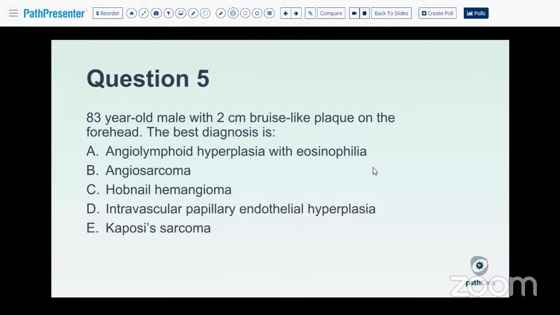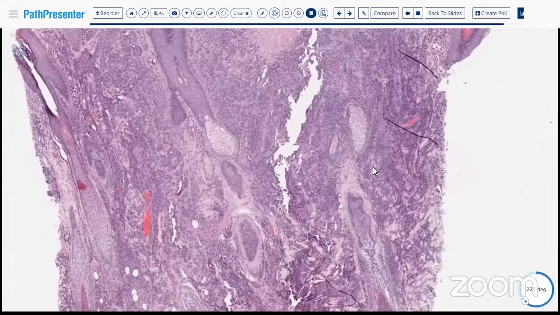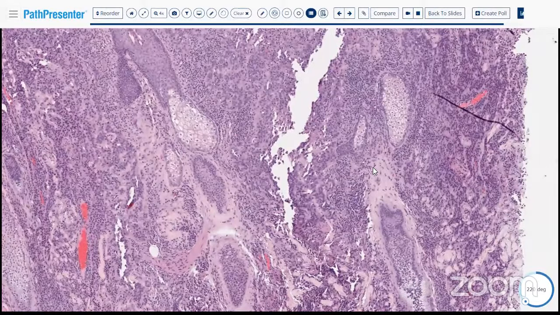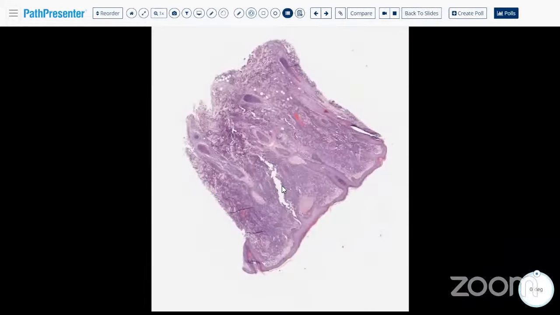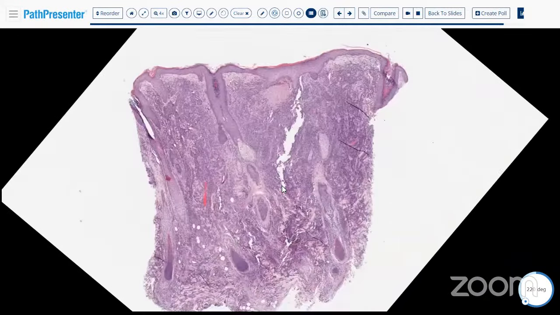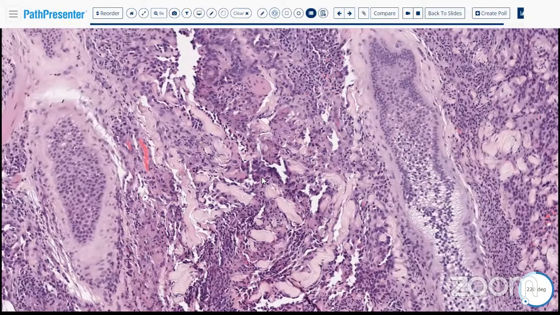Question number five is an 83-year-old with a 2-centimeter bruise-like plaque on the forehead. And the best diagnosis is... here we see a punch biopsy. As we zoom in, we see all these ragged crack-like spaces that are lined by hyperchromatic cells. As we zoom in closer, again, more of these cracks and hyperchromatic cells.